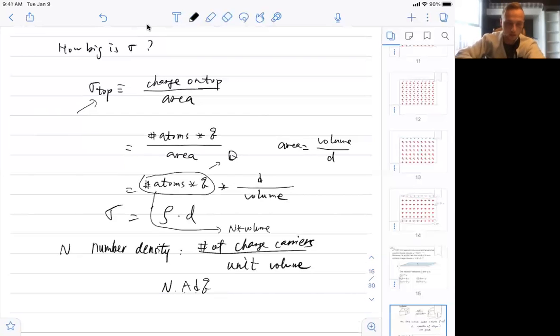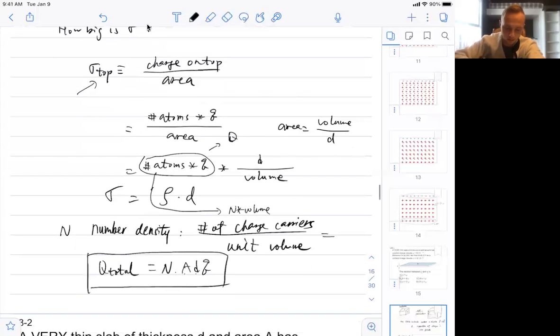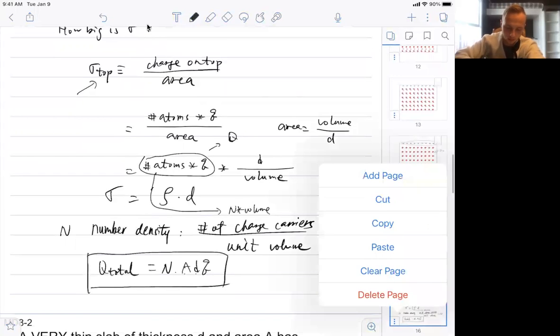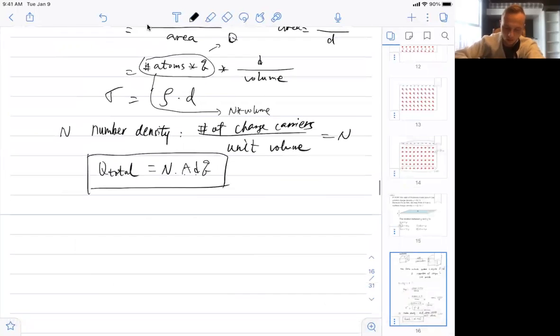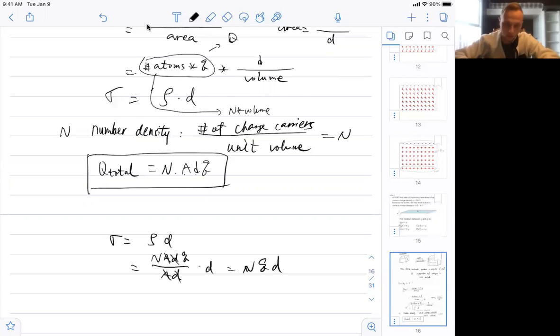This is the total charge. Sorry, let me just write it out. It's n times A times D times Q, and this is number density n. So sigma is rho times D, which is total charge over total volume, is n Q D.